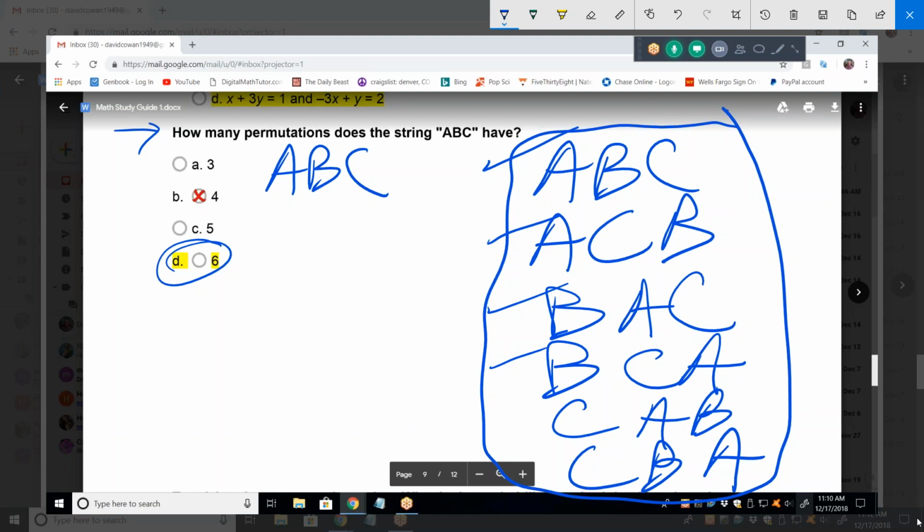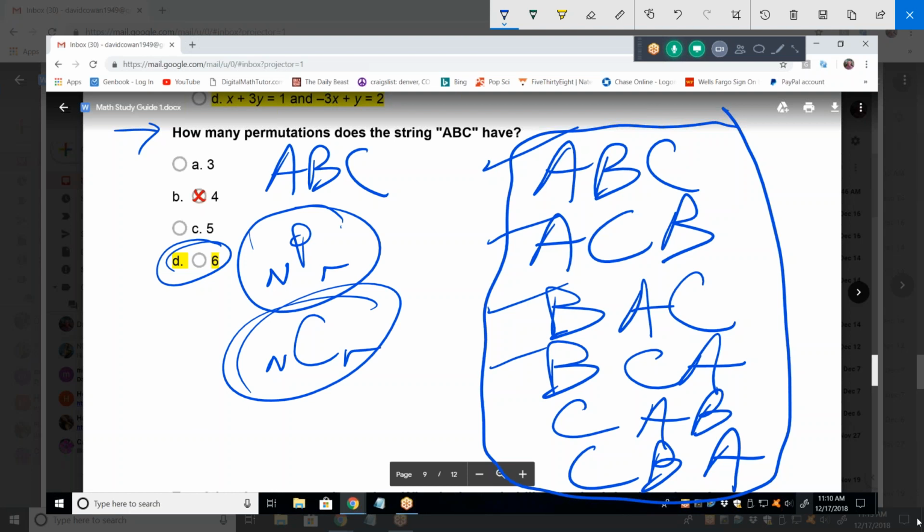There is something called NPR. Are you familiar? Have you ever heard of that? I have not in a long time. NCR. Okay. That's for combinations. But this is when it's so large. In other words, if they would have said, how many ways can you write A, B, C, D, E, F, G? Well, I'm not sure I have enough time to go through them all. It's going to be a huge number.